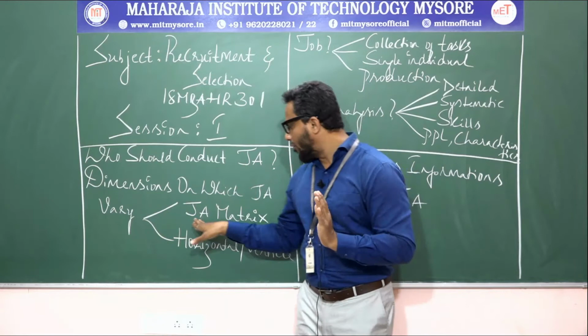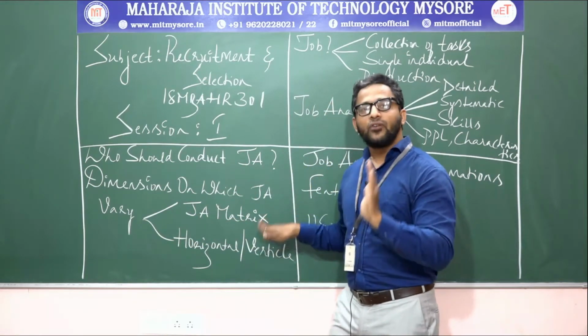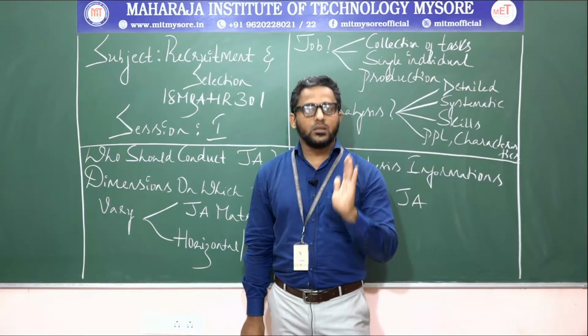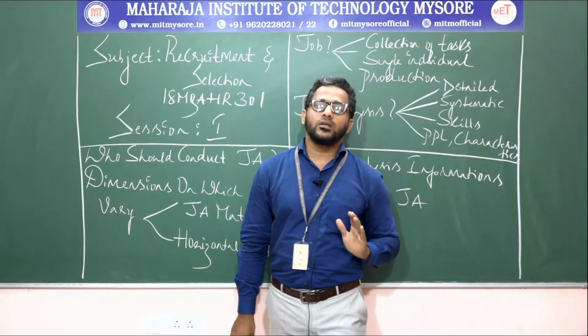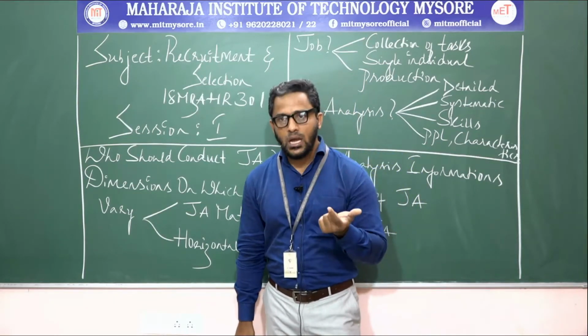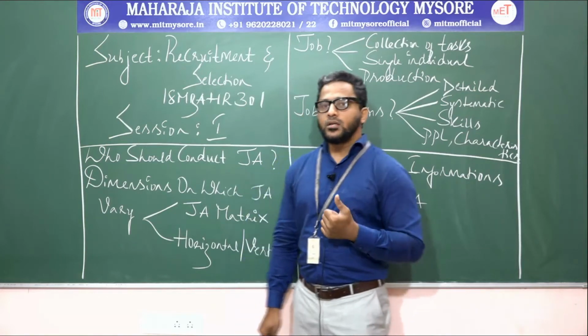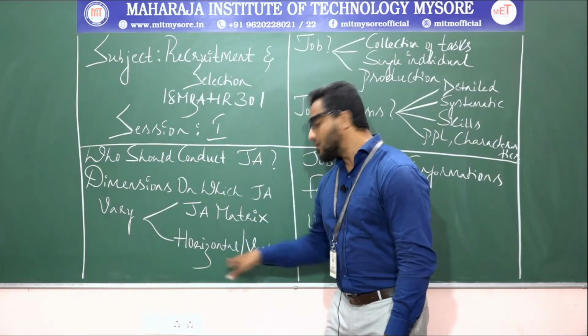So these are the 4 major blocks of the job analysis matrix. The very first one, you have to understand what the worker does. Next one is how the worker does it. Then why the worker does it, and the next one, worker qualification. Got it? Okay, so the next one is horizontal and vertical.